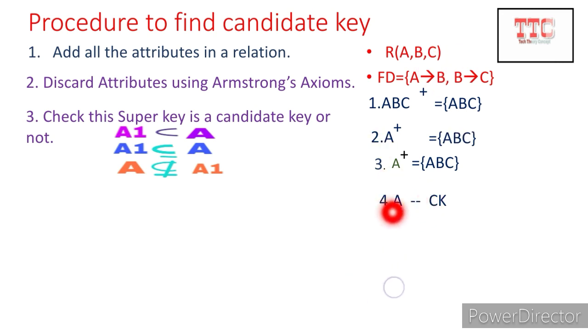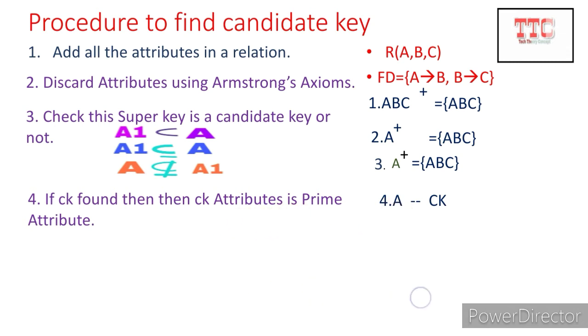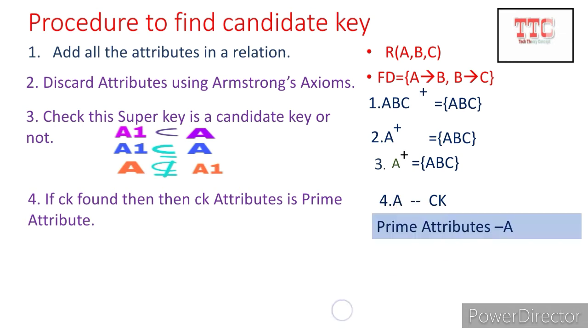If we find a candidate key, then the attributes of the candidate key are called prime attributes. This is our fourth step. Here only one attribute is present in this candidate key, so we will have only one prime attribute, that is A. Now we will check whether this prime attribute is present on the right hand side in any given functional dependency. Here A is not present on the right hand side of any given functional dependency. That's why we can say that this is the only candidate key present in our relation.